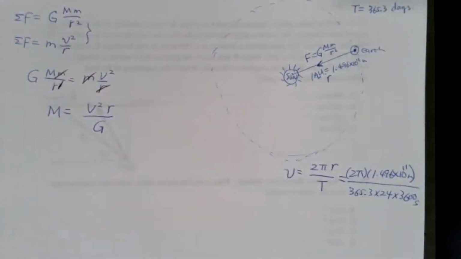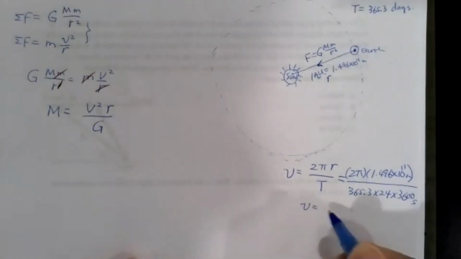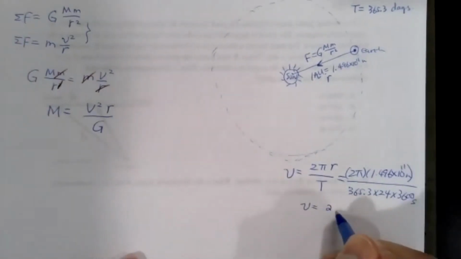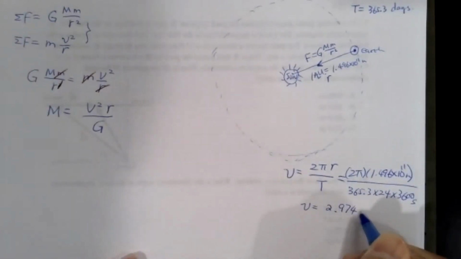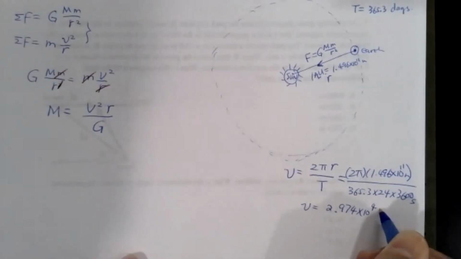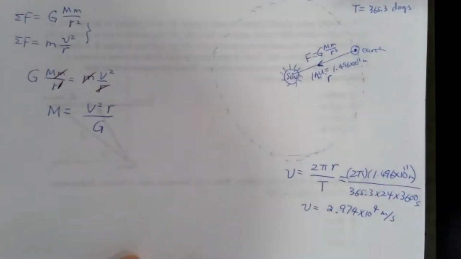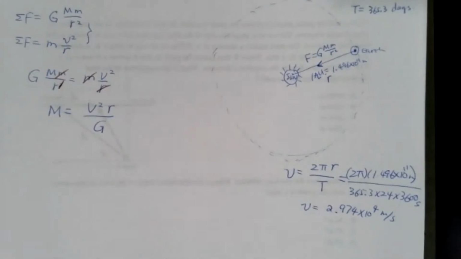So that tells you your v, the speed of the Earth. It's 2.974 times 10 to the 4th meters per second. Okay, so it's roughly like 30,000 meters a second. Okay, so that's crazy fast.